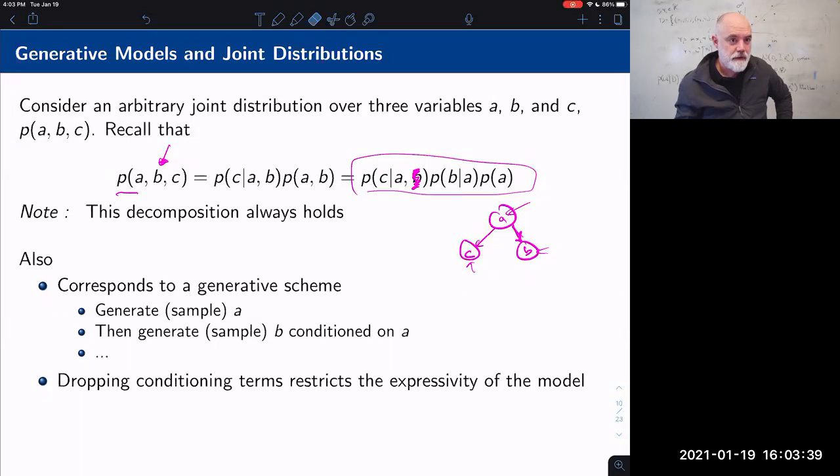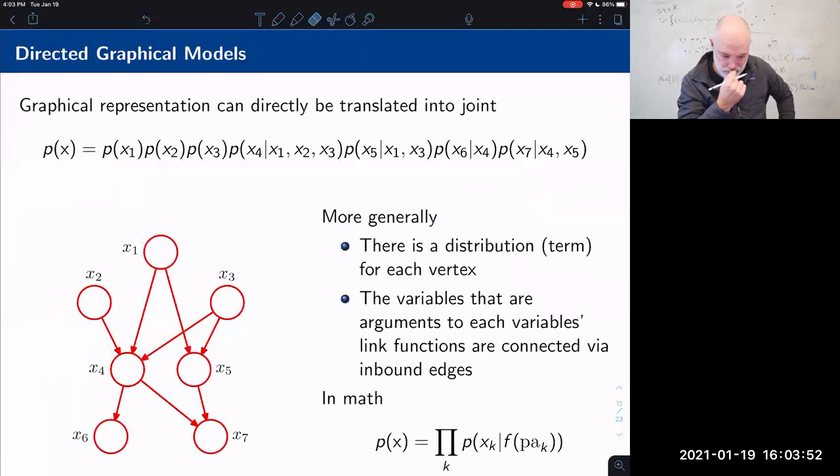Okay. There's fewer parameters. It's a less expressive model, basically. And we could go into lots of details about that, but it's a grad level course, so we're going to go relatively high level here.